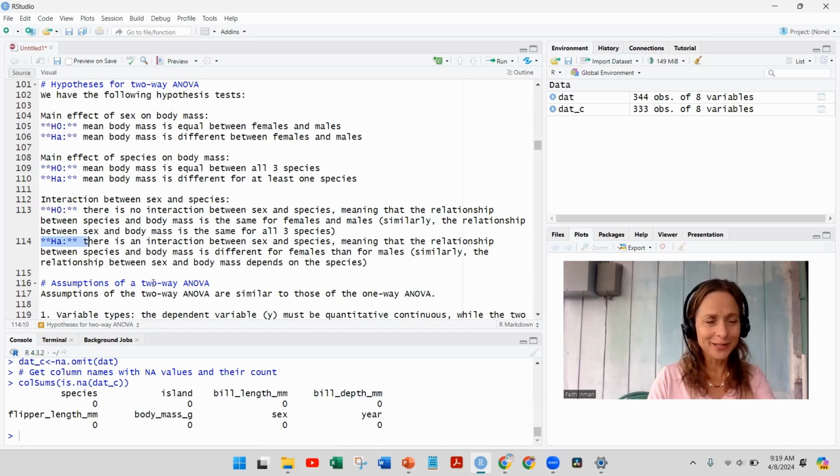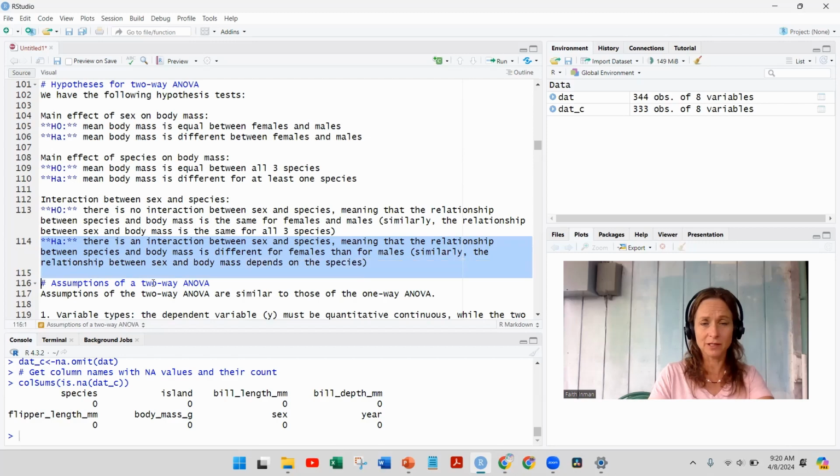The alternative hypothesis then is that there is an interaction between sex and species, meaning that the relationship between species and body mass is different for males than for females. Similarly, the relationship between sex and body mass depends on the species.